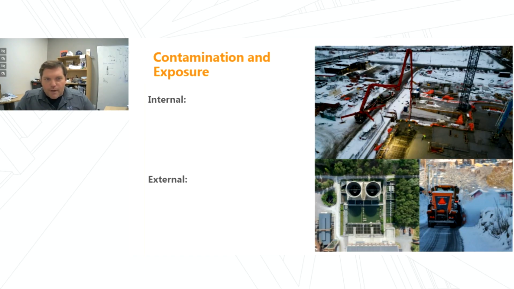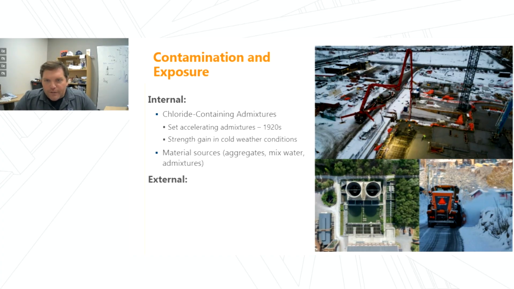So where do those chlorides come from? There's generally 2 sources when we're looking at chloride contamination. We could call those internal or external. Internal contamination could come from admixtures or the materials themselves. Chloride-containing admixtures have been used since the 1920s to result in early strength times, particularly in cold weather conditions. But over the years, people have realized that those chlorides in the admixtures lead to corrosion.